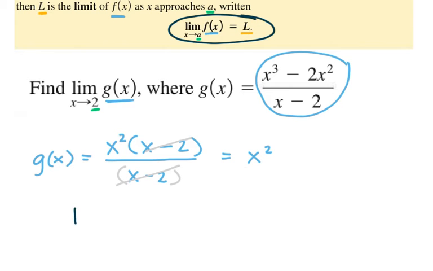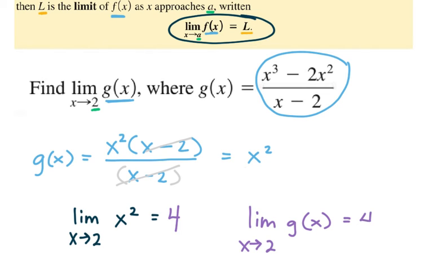So now we're left with solving the problem. The limit as x approaches 2 of g of x, I've used algebra to simplify the function to x squared. And in this situation, this is the same problem as we did in the previous video. I can plug 2 into x squared, and that's going to give me an output limit value of 4. So the limit as x approaches 2 of g of x equals 4.